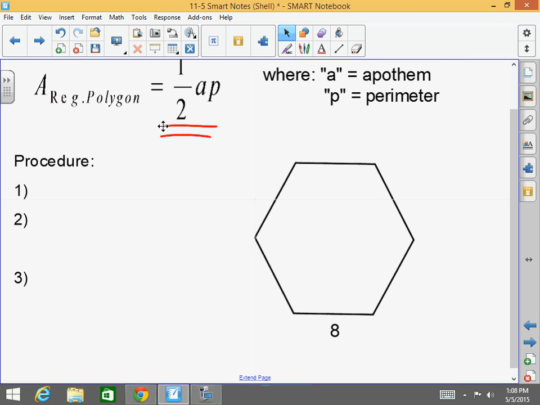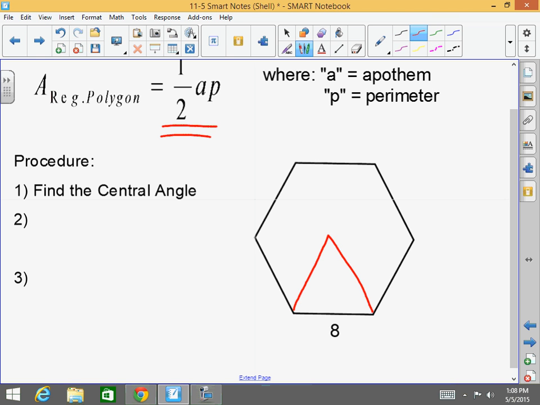So what's the procedure again? Number 1, find the central angle. And again, you make a central angle by literally making a little triangle.